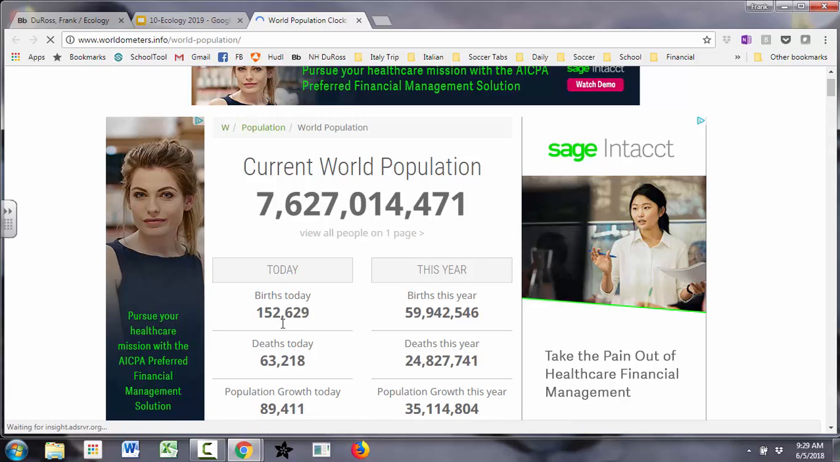So like today, 152,000 people have been born, 63,000 people have died. Obviously, that leads to population growth. If in a day you have more people being born than you do dying, then the population is going to increase. And so you see the human population growing.